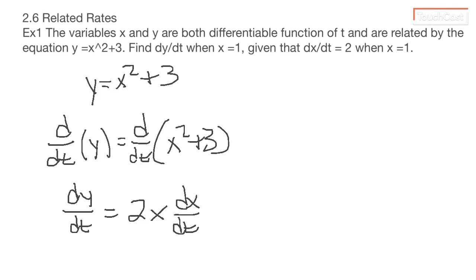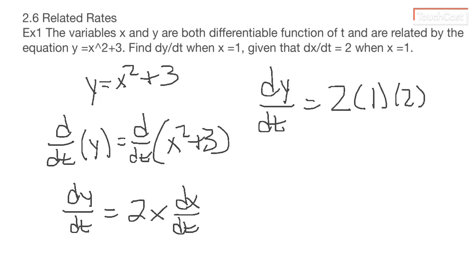Now, we know from the problem that dx/dt is 2 when x is equal to 1. So we're going to replace x with 1 and dx/dt with 2 so we can find the value of dy/dt. So dy/dt is going to equal 2 times 1 times 2, which is going to just equal 4. And that's the answer we're looking for.